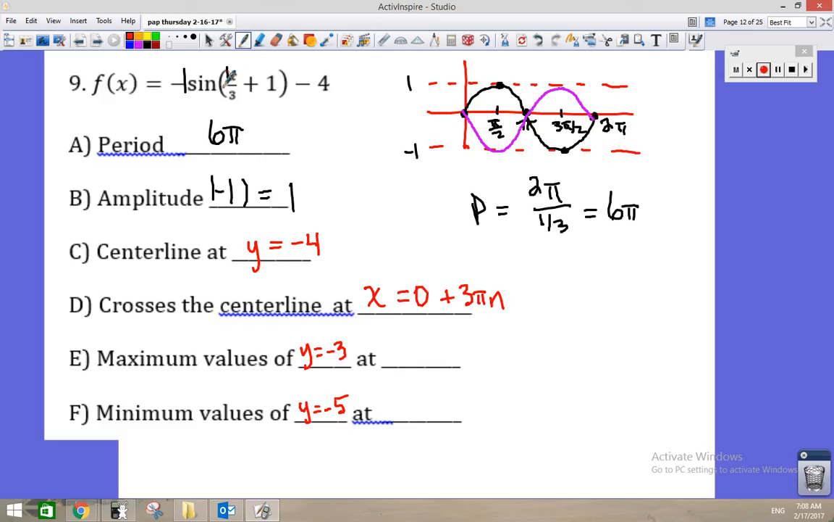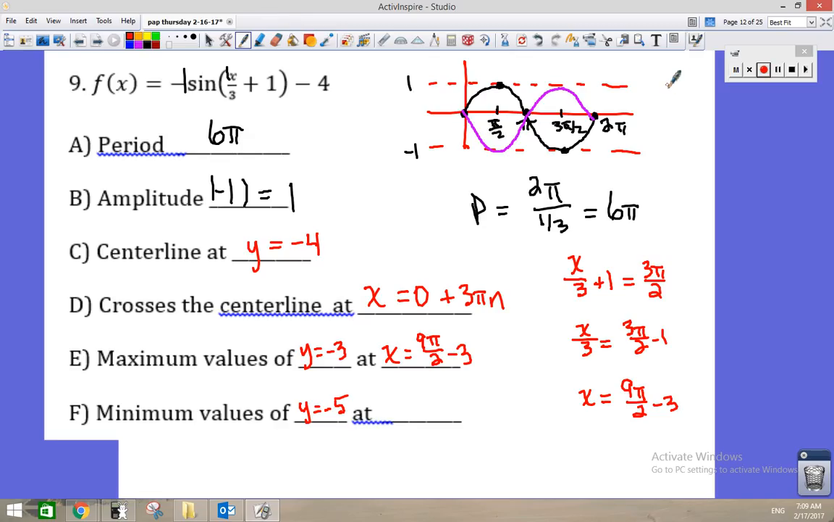So this input into the sine function, this x over 3 plus 1, I need to replace it with 3 pi over 2 if I want to be at the maximum. So let's solve this for x. We've got x over 3 is equal to 3 pi over 2 minus 1, multiply everybody by 3, and we've got 9 pi over 2 minus 3. So this maximum value occurs at 9 pi over 2 minus 3.